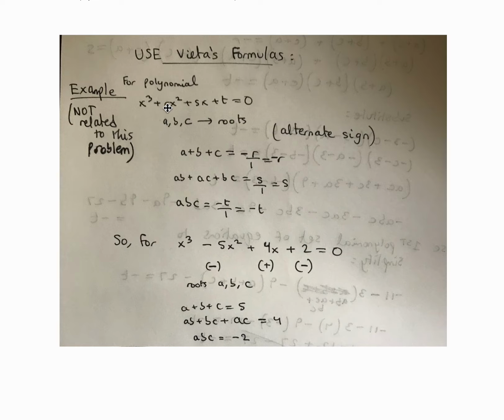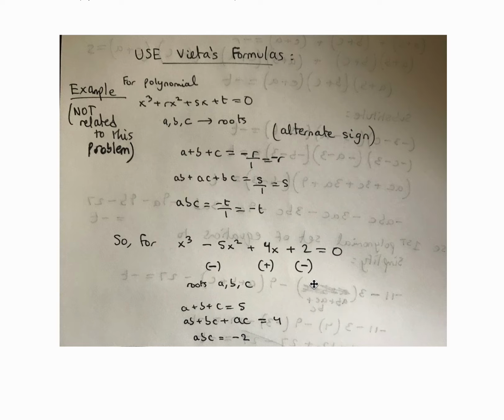So for the sum, it's always going to start with negative. It's going to be negative r divided by this coefficient here, and then positive s for the pairwise sum divided by this 1 over here, which is just s, and then the product would be negative t divided by 1, because you always alternate the signs, divided by the 1 here, which is just negative t.